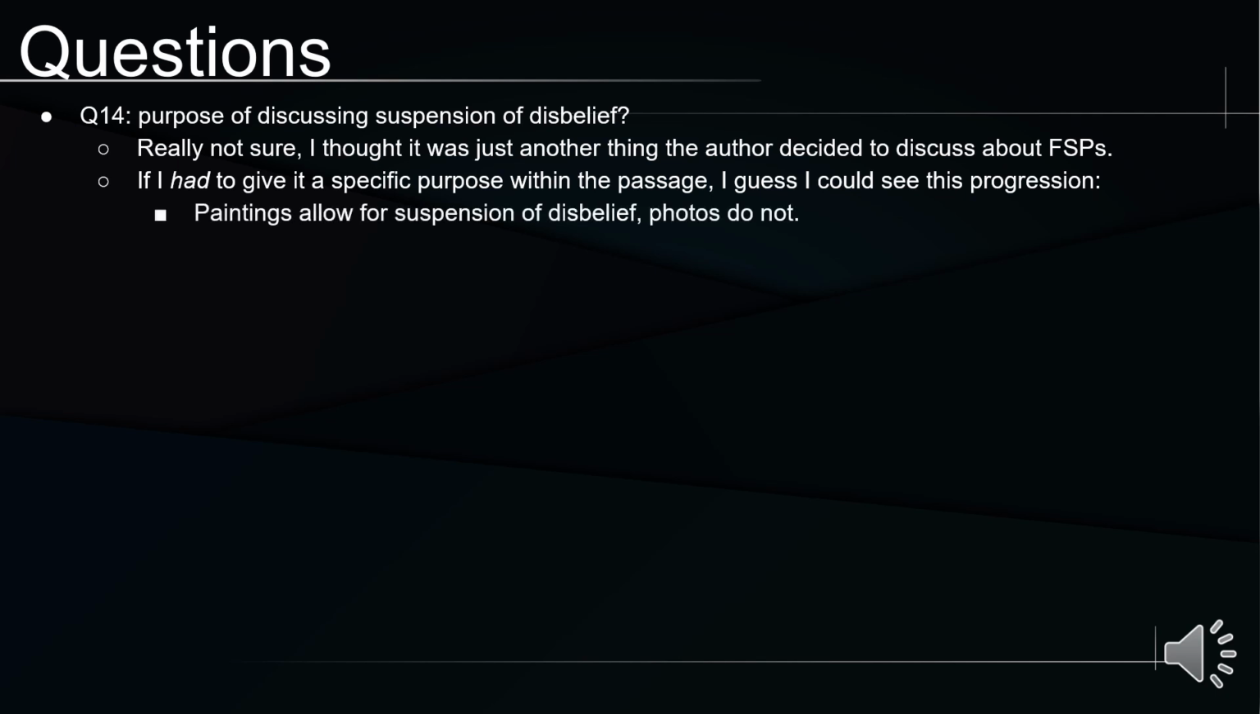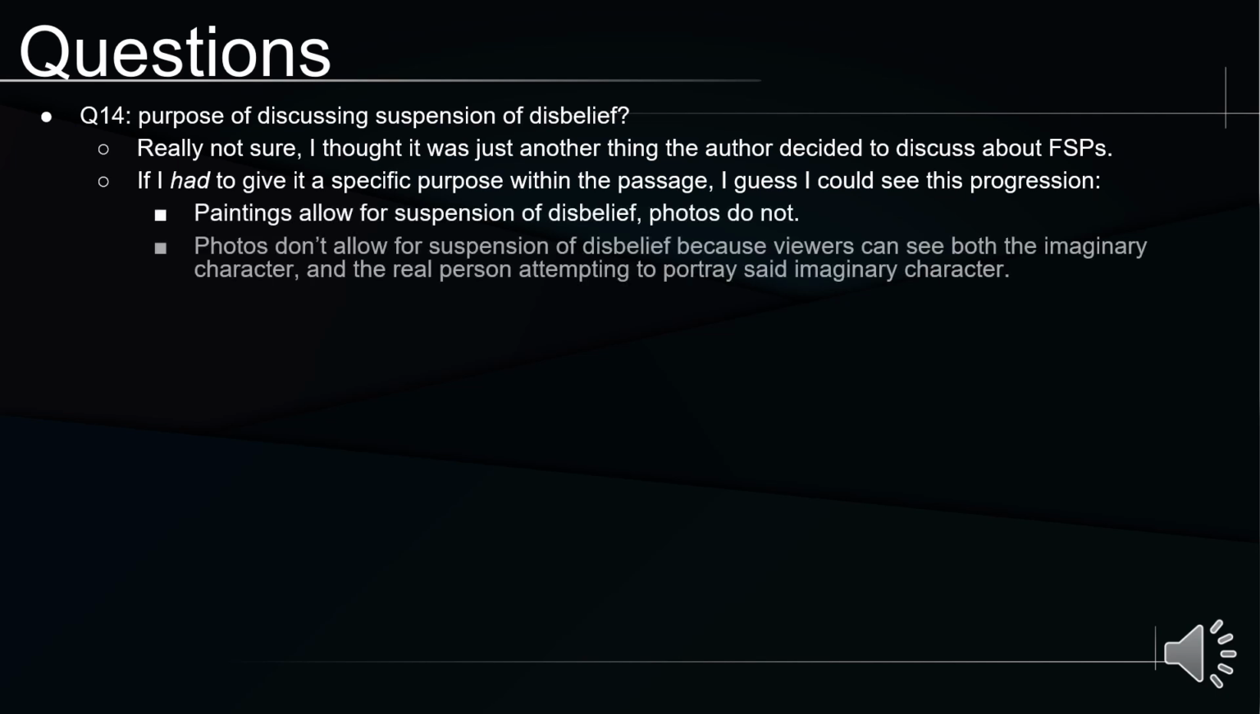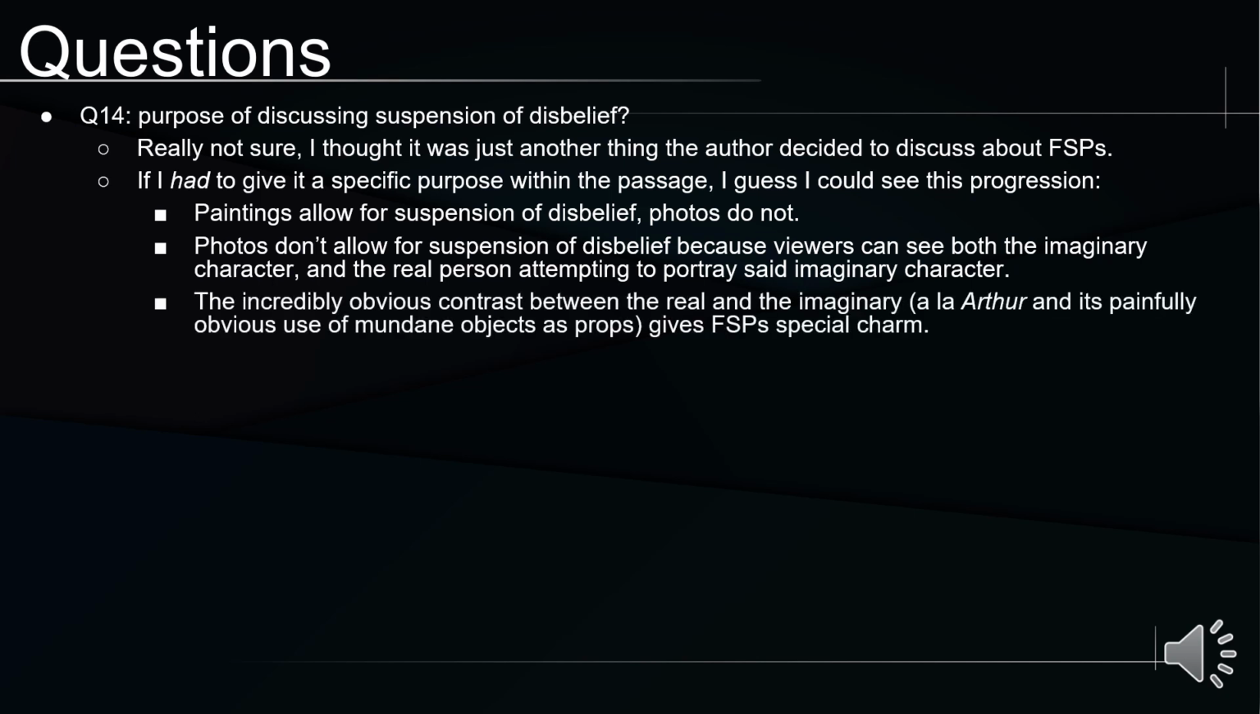Paintings, we're told, allow for suspension. Photos do not. Photos don't allow for suspension because viewers can see both the imaginary character and the real person attempting to portray that imaginary character. The incredibly obvious contrast between the real and the imaginary, a la Arthur and his painfully obvious use of recognizably mundane objects as props, that's what gives FSPs their special charm. So that's the structure that I see.